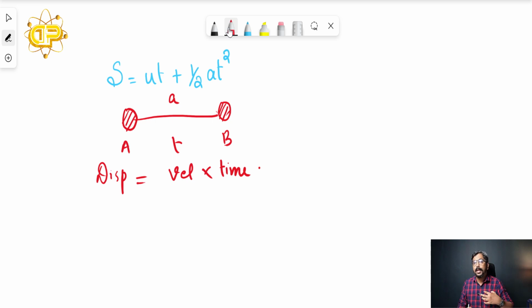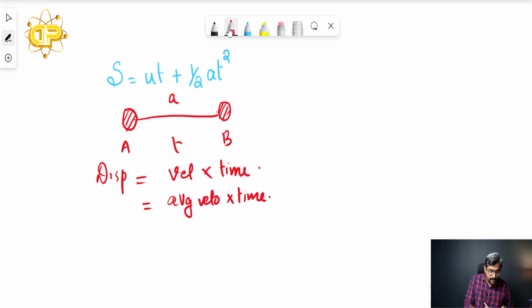So I need to take the average velocity. I'm just taking the average velocity into time. Here comes a new term, average velocity. So average velocity is given by final plus initial divided by 2, the final velocity plus initial velocity divided by 2.